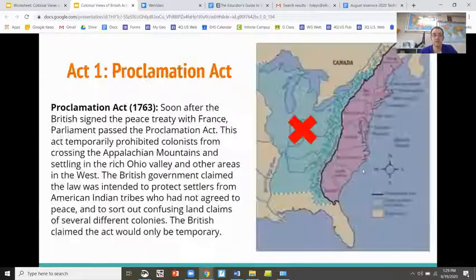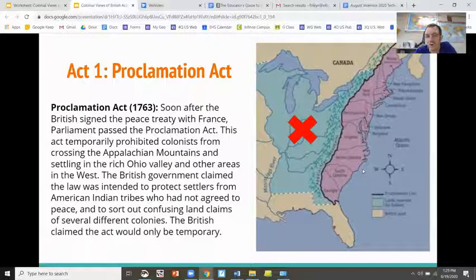Now on to the acts. Act 1, the Proclamation Act. This was a big one. The Western Expansionists really were interested in this one out of all those groups, but each group had their own opinions. So as we learn about this act, think about how each group would feel. Would they be for it, against it, and why would they feel like they did?